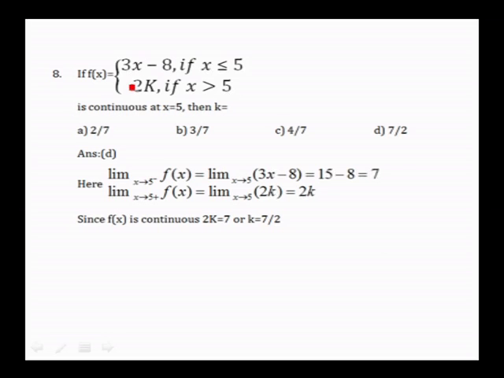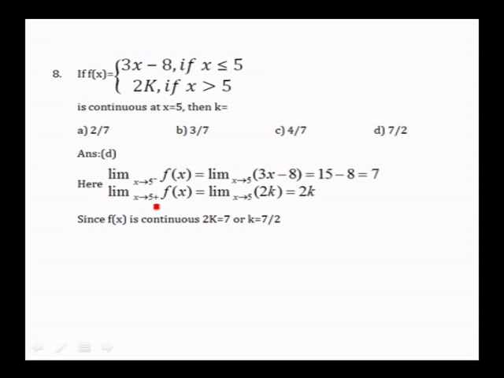f(x) is equal to 3x minus 8 if x is less than or equal to 5, and equal to 2k if x is greater than 5. It is continuous at x equals 5, then what is the value of k? If you consider the left hand limit, limit of f(x) as x tends to 5 minus, it is limit x tending to 5 of 3x minus 8, that is 15 minus 8, equal to 7.